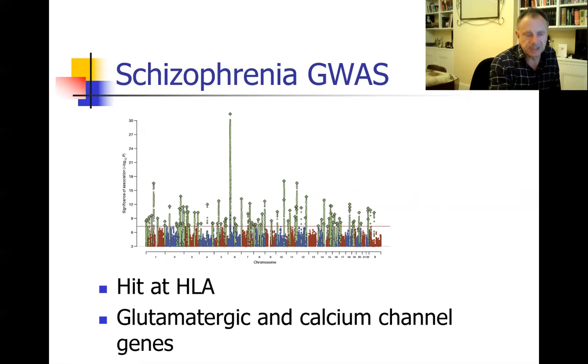But overall, statistically, the GWAS hits tend to be concentrated around genes involved in glutamate transmission. Glutamate is a neurotransmitter, so that's something going on there. And calcium channel genes, which we've already seen were implicated in bipolar disorder. So something is going on around glutamate transmission, calcium channel genes, and neurons and synapses in general. And that's the kind of thing that you get from GWASs.